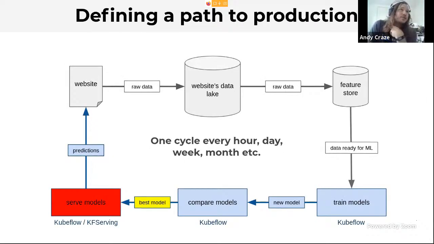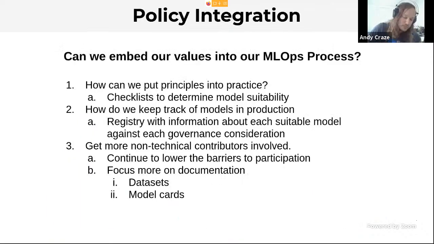So, switching gears just a little bit. With all of those high level considerations, we want to take the processes outlined in the previous research and projects here at the foundation, and embed those in our path to production. I highlighted that section down there that says best model. How do we choose what the best model is when we put a model out into the world? I think we do that by integrating our policy. We embed our values into our machine learning process here at the foundation. So we put our principles into practice.